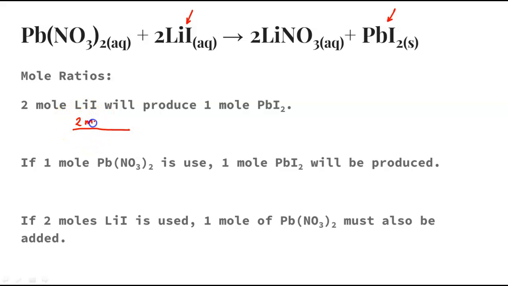So I'm going to write 2 mole LiI over 1 mole PbI2, or I can do the reverse. I can write 1 mole of PbI2 over 2 moles of LiI. So let's try the next one.